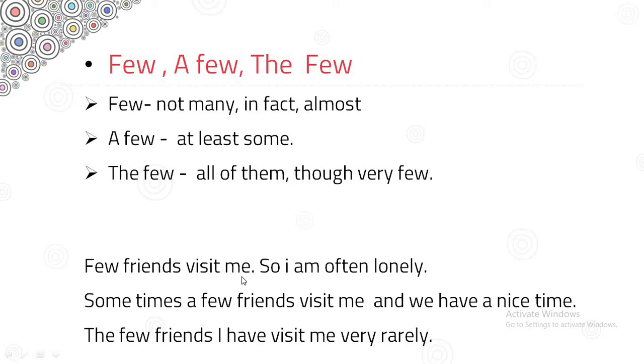Few friends visit me. So I am often lonely. That means no one visits me. Nobody comes and visits me. So I am often lonely. Sometimes a few friends, at least some of the friends visit me and we have a nice time together. The friends I have visit me very rarely. So all those friends that I have, they visit me very rarely. Occasionally they visit me. So whatever friends that I have made, they all visit me rarely. I hope with these examples, the usage of few, a few, the few is clear to you.